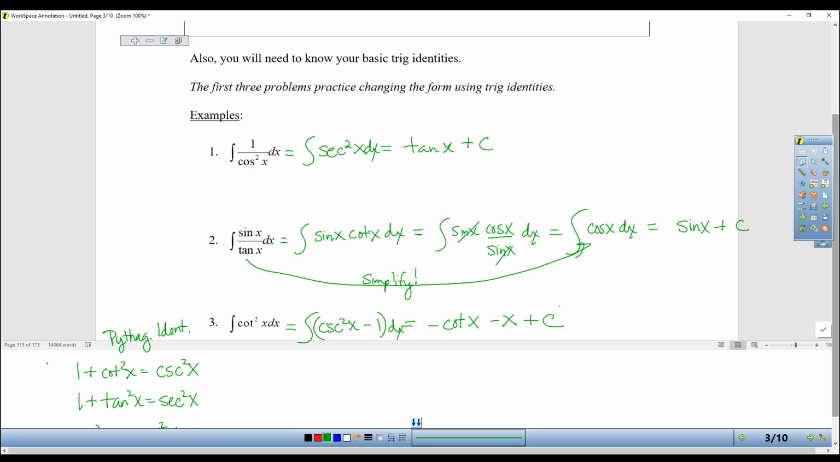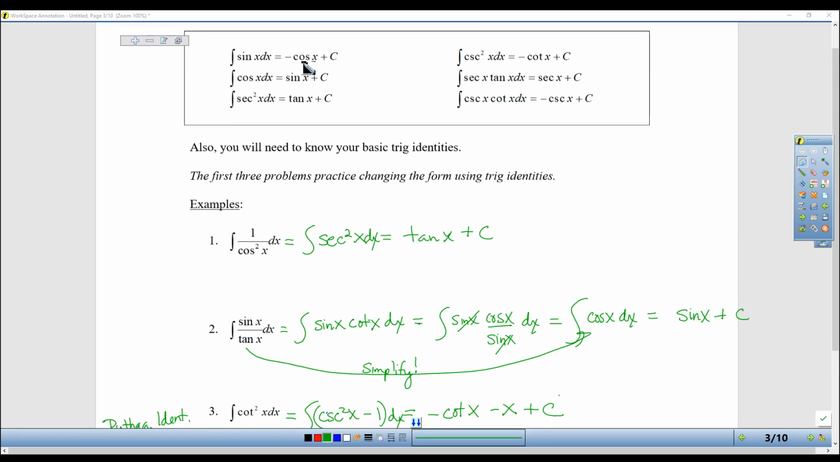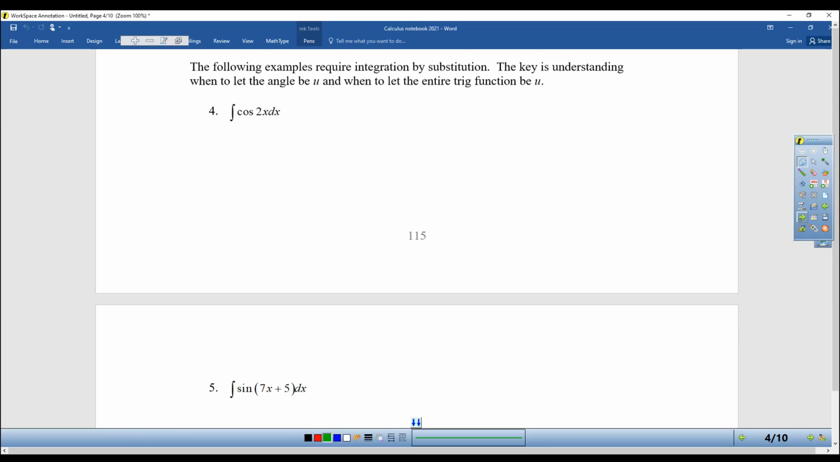This is what I'm going to call it. Your list of 6 is everything. If you know all these, that's going to be the key. But there are going to be 2 types of U substitution that you need to learn. 2 types of U substitution.